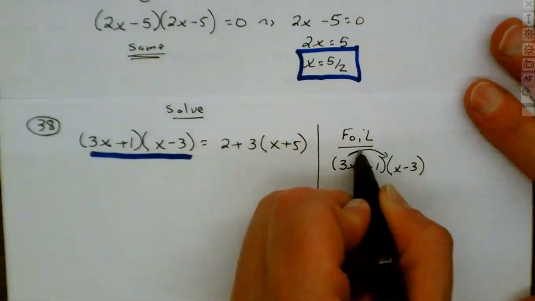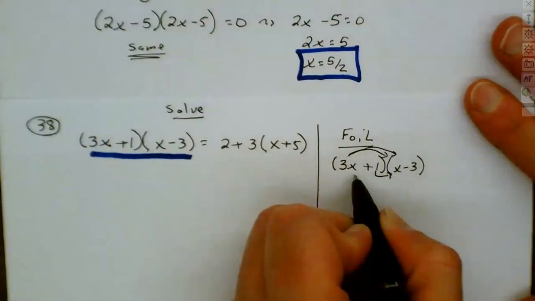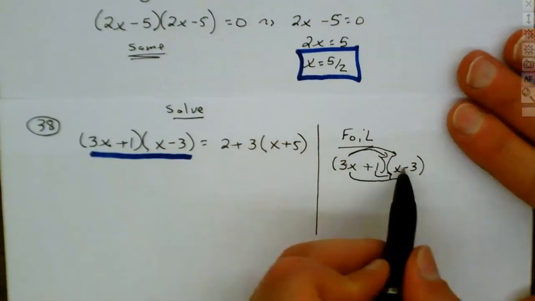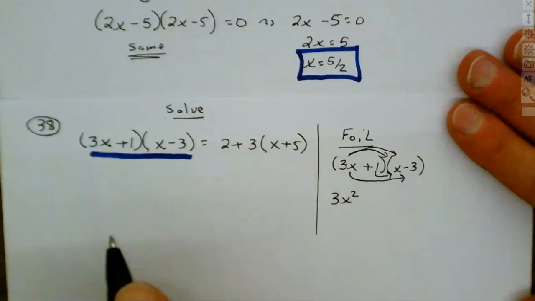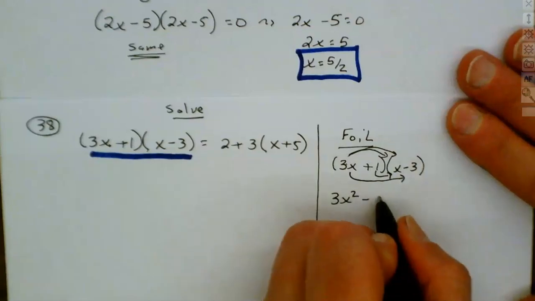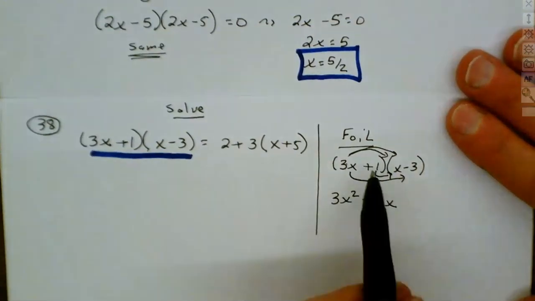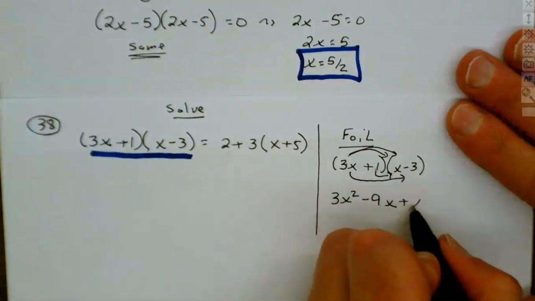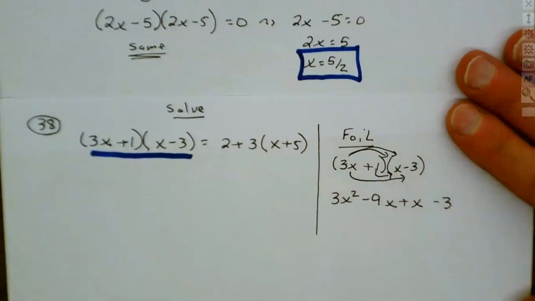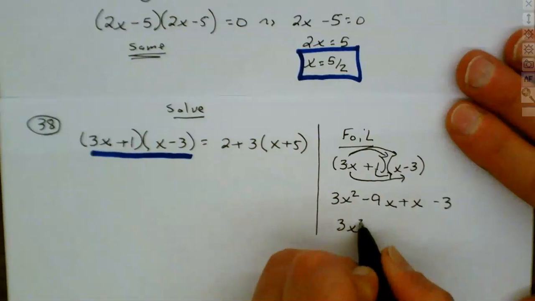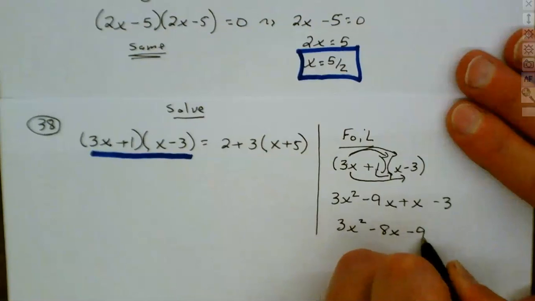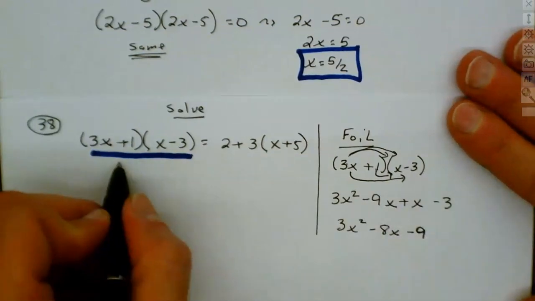Remember how we FOIL? First times the first, outside and outside, inside and inside, and last. So first times first is a 3x squared. Outside and outside, it's 3x and a negative 3. So that makes it a minus 9x. Inside is a positive x. Last and last is a negative 3. Putting those together, we now get 3x squared minus 8x minus 9, right? So that is that piece here.